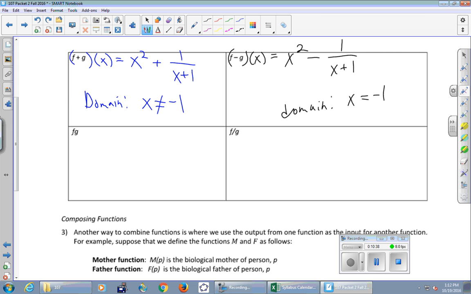Okay, bottom left says FG. It looks very compact, but what's the operation we're talking about? That's multiplication. So we just multiply our two functions. X squared times 1 over x plus 1.